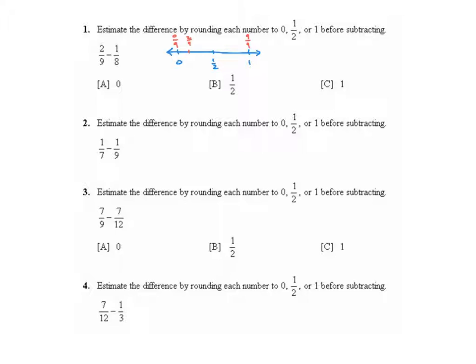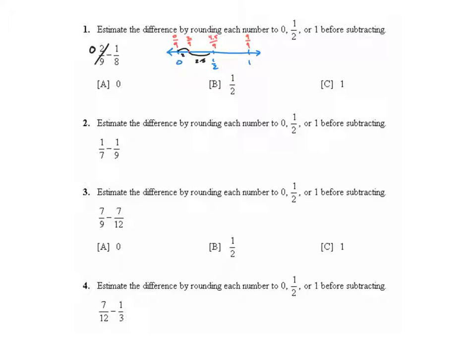2/9 is 2/9 away from 0, and 1/2 is the same thing as 4 1/2. So 2/9 is 2 1/2 away from 1/2, but only 2 away from 0. So therefore I would round it to 0. So I'm just going to mark this out and write 0.